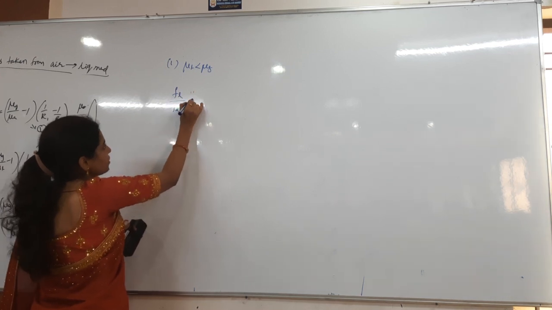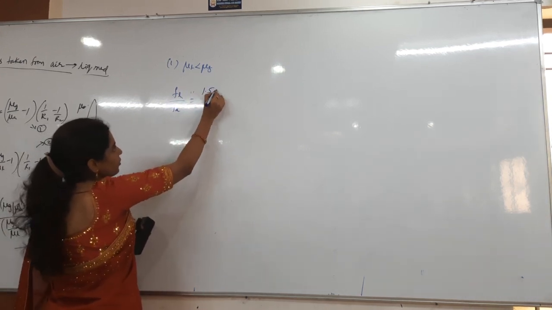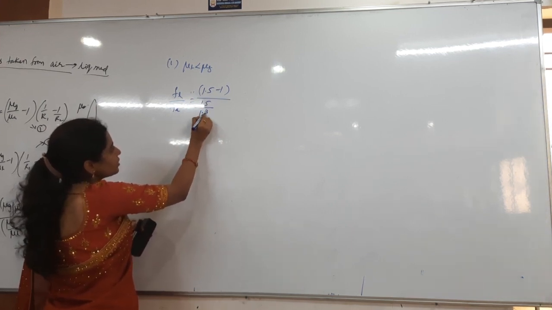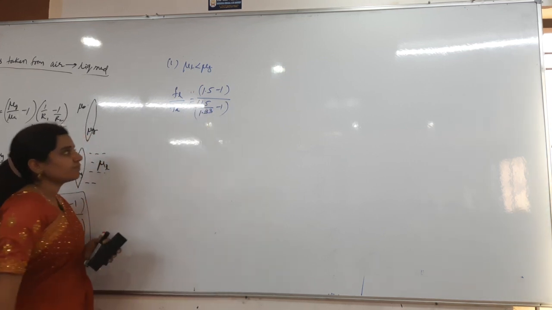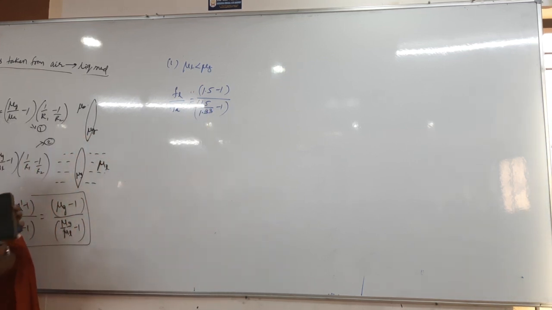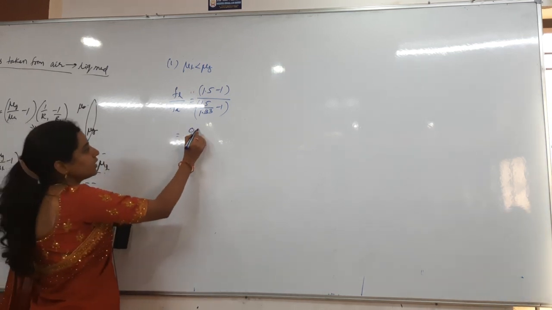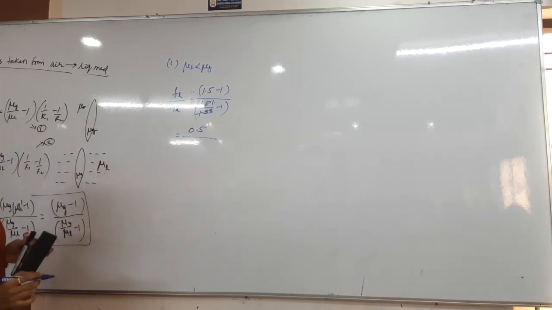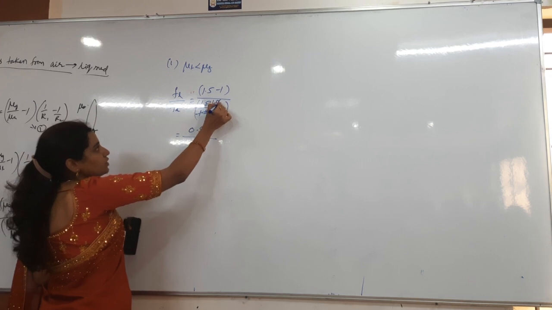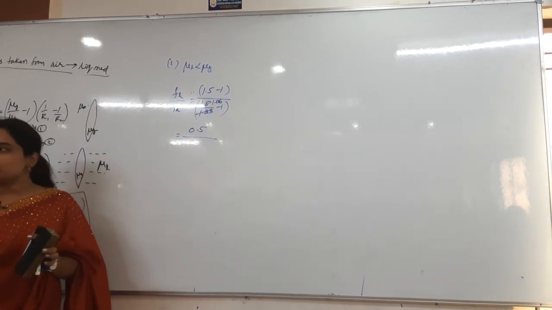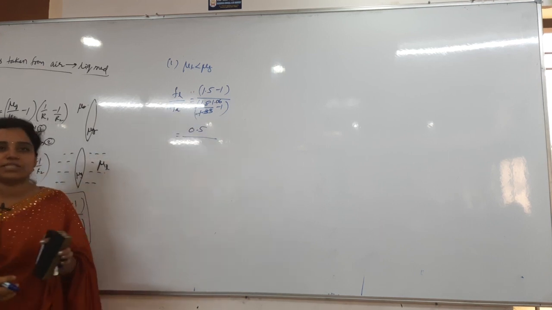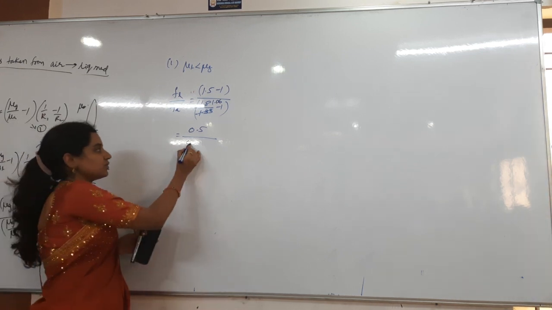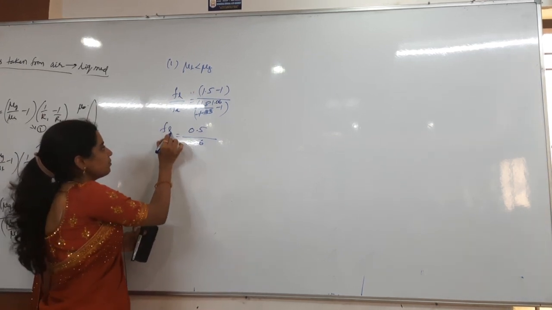Fl by Fa is equal to mu g minus 1. What is the mu g value? 1.5 minus 1 by, and then mu g value is 1.5 by mu of the water, how much? 1.33 minus 1. This is the final value whenever you substitute. Then 1.5 minus 1 you can write 0.5. This will be how many times? 1.06 approximately, because the 20 will be there, obviously that will be 6 times. So 1.06 minus 1, how much will you get? 0.06. This is Fl by Fa.